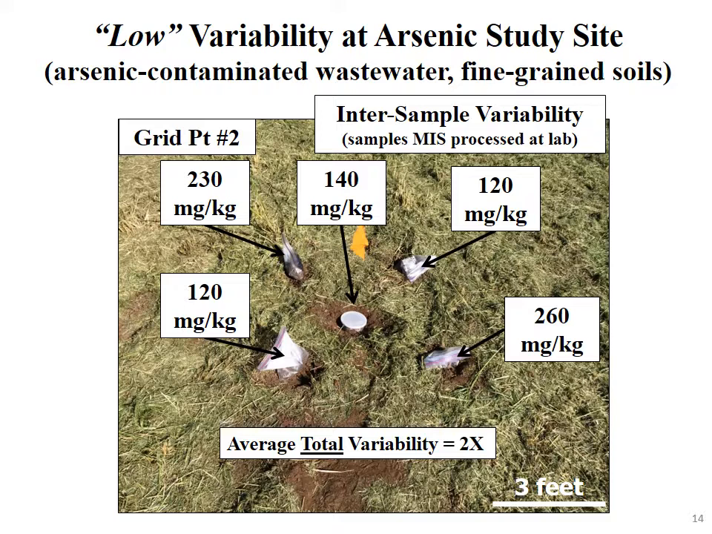Now, if you combine the average total variability within samples and between samples, it was about 2-fold. What this means is that at any of the 24 grid points at the arsenic site, the discrete samples collected around a single grid point, you can expect to vary by about 2-fold. That's pretty good from a site investigation standpoint. It might really bother risk assessors. You know, is the concentration 120 or is it 260? Well, with respect to discrete samples, this is about as good as you can get.